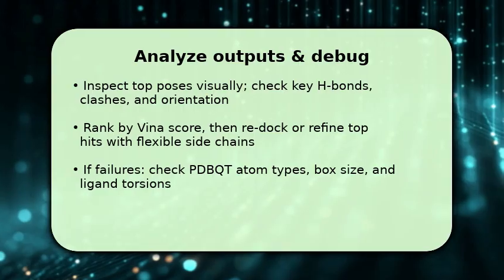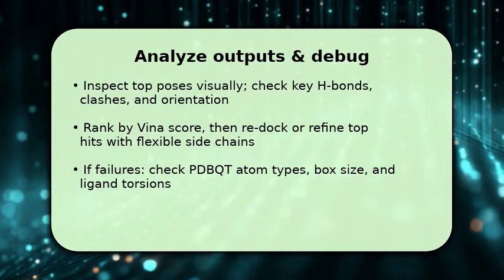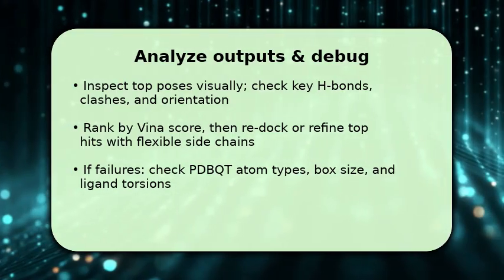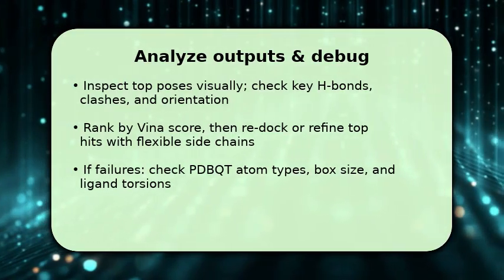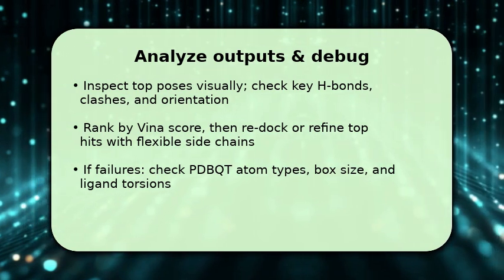Then prioritize compounds, and if needed, perform focused redocking with flexible residues or higher exhaustiveness for top hits. If something goes wrong, check that PDBQT files have correct atom types and charges. Confirm the grid fully covers the site.